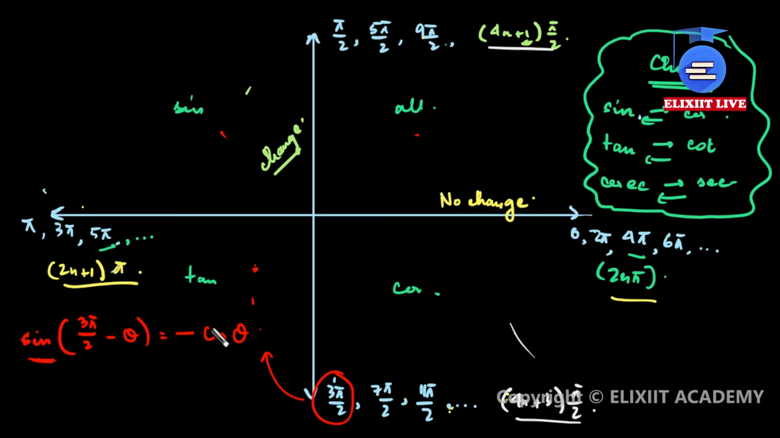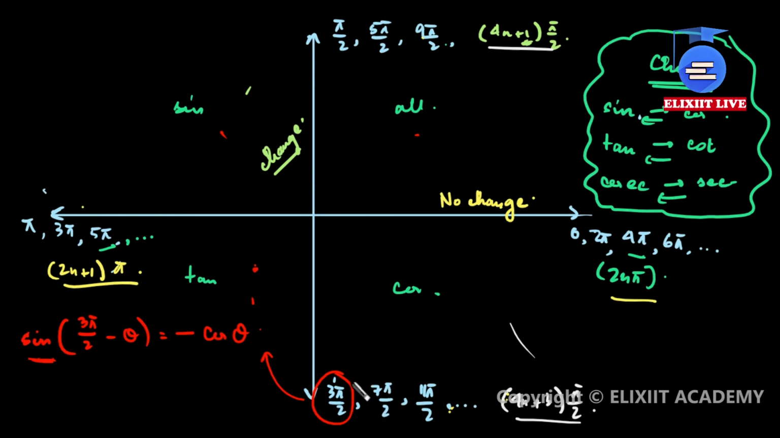So locate the things over here, the y-axis or the x-axis. Where does the angle locate? Locate the angle, figure out where the angle is located. So sine 3 pi by 2 minus theta means 270 minus theta. From the diagram itself, for sine 3 pi by 2 minus theta, first locate where 3 pi by 2 is.